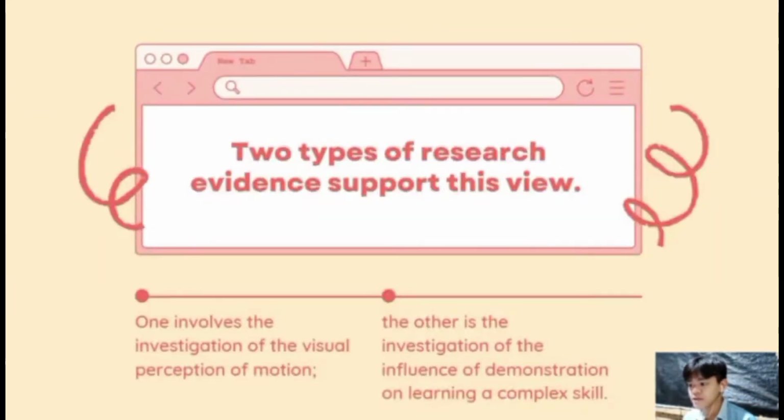Now, there are two types of research evidence that support this view. One involves the investigation of the visual perception of motion, and the second is the investigation of the influence of demonstration on learning a complex skill. Now, the first one, investigation of the visual perception of motion. So it's more on the visual, what you see, not what you look at. And the investigation of the influence of demonstration on learning a complex skill.